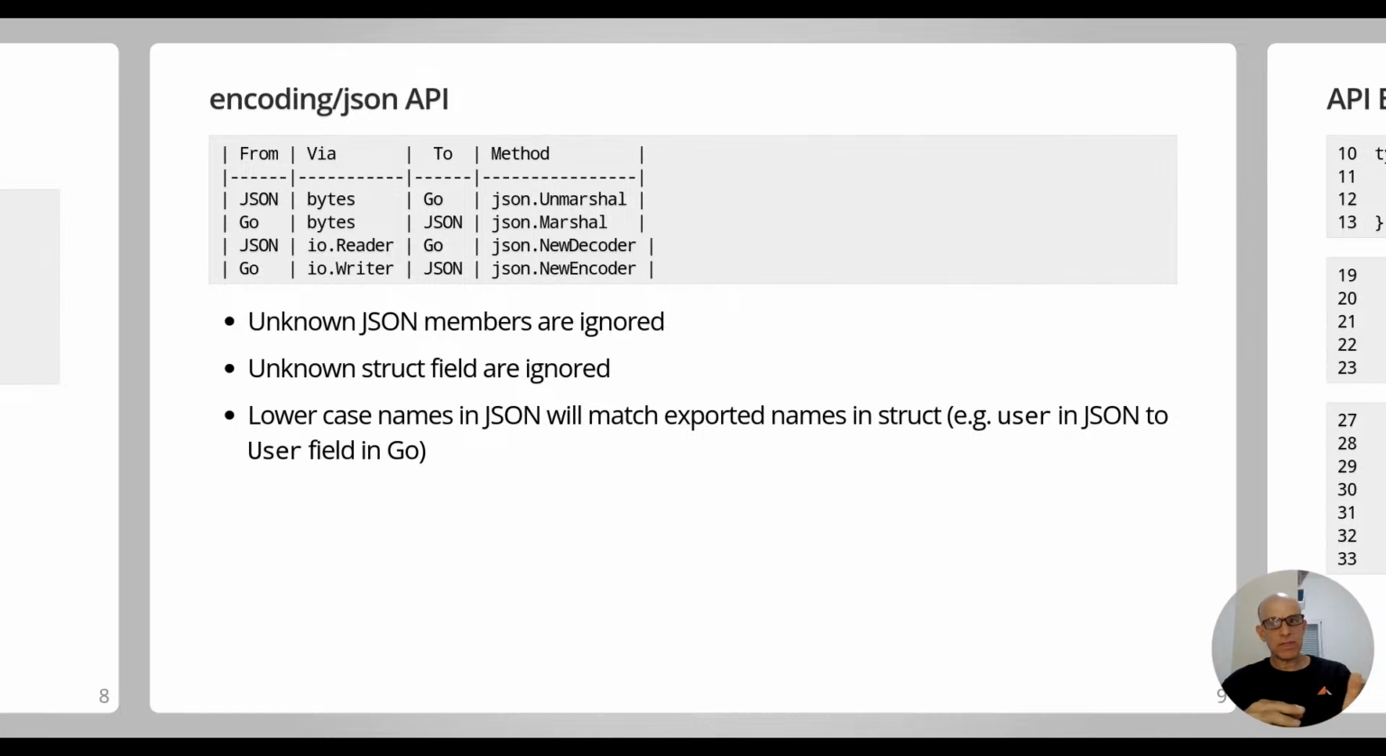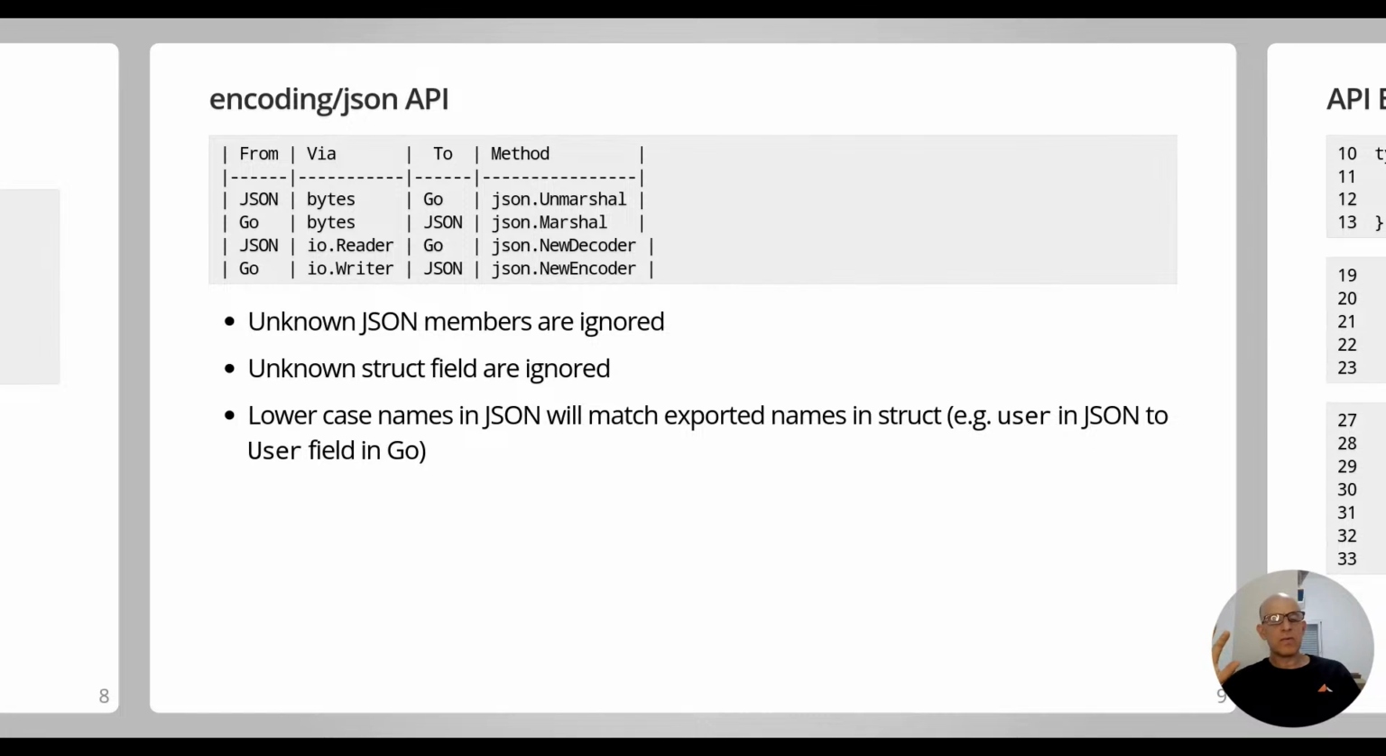Right, and this is going to cause us a problem. We're going to talk about it later, about zero versus missing value. But basically, unknown fields and unknown members, the Go encoding/json just ignores them. It's not going to be in there.